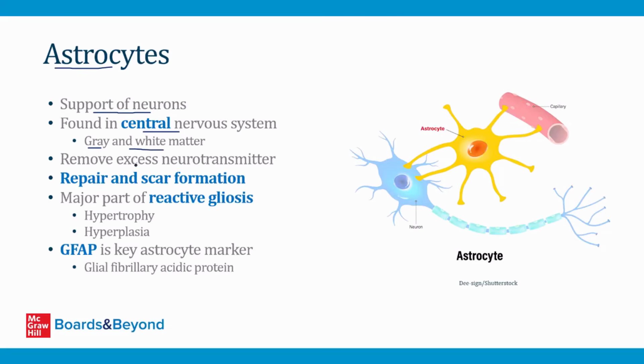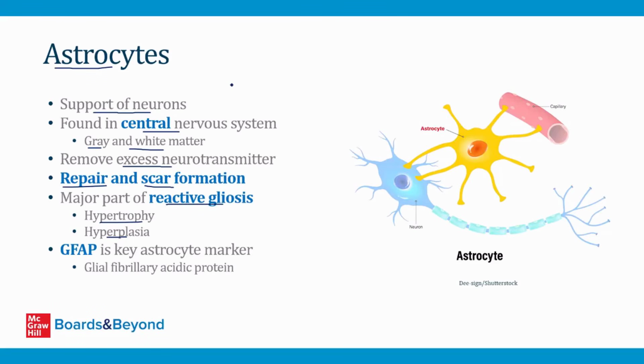One of the things they can do is remove excess neurotransmitter. But beyond this, one of their most important roles that you want to be aware of, especially for the Step 1 exam, is that astrocytes are responsible for repair and scar formation when there is brain injury. Like I told you before, anytime there is injury to the central nervous system, a process begins called reactive gliosis. This means hypertrophy and hyperplasia, and it's mostly of astrocytes. Those are the cells that are going to go and try to repair the damage to the central nervous system.